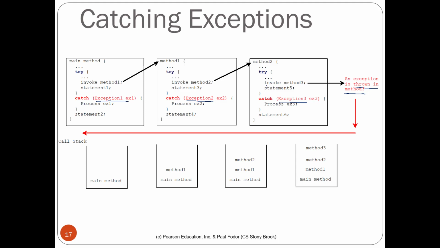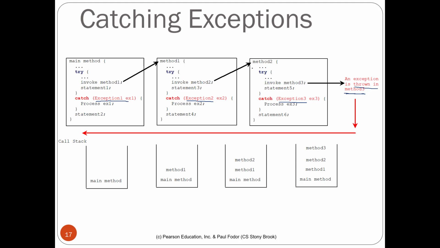so in method 2 you invoke method 3, then after that there is statement number 5, and then we have a catch block which will process the exception 3, ex3 object, and then finally you have statement 6. And method number 3 will raise an exception. So anyway, the exception which is being raised by method 3 is to be resolved by method 2, if method 2 can resolve it.